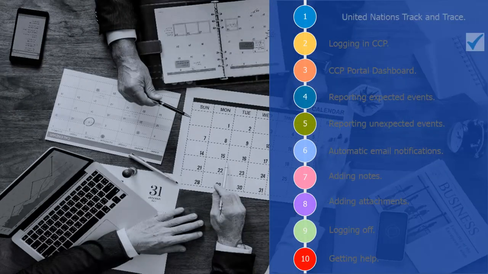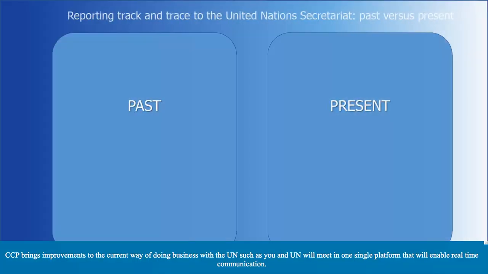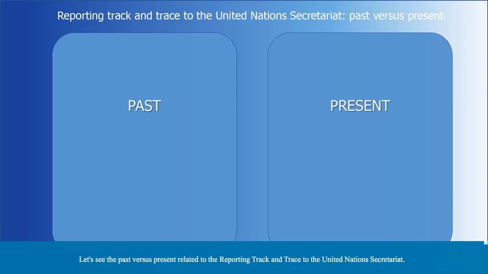Let's see the new tool for track and trace. CCP brings improvements to the current way of doing business with the UN, such as you and UN will meet in one single platform that will enable real-time communication. Let's see the past versus present related to the reporting track and trace to the United Nations Secretariat.